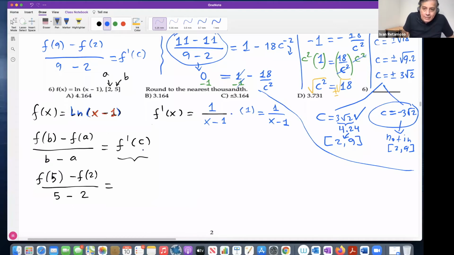But this derivative, I have to evaluate it at c, right? 1 over c minus 1, right? You substitute c wherever you see x in the derivative function. Now that's it. This is going to be your equation that we're going to solve to find our c. Okay, so let's do it carefully.